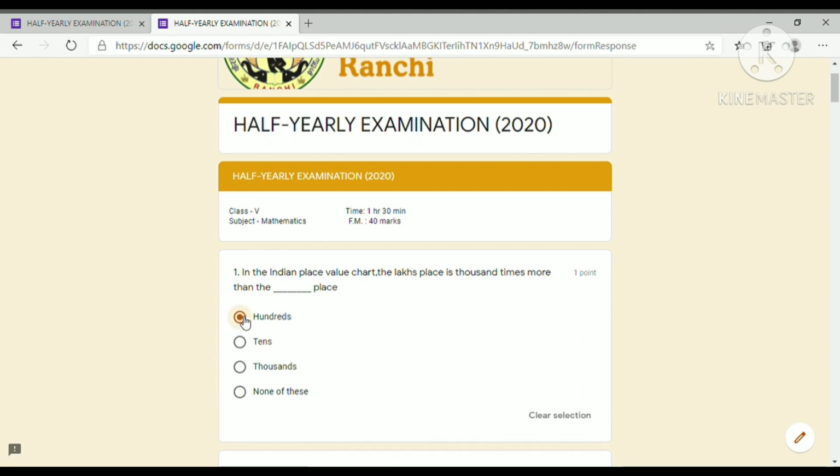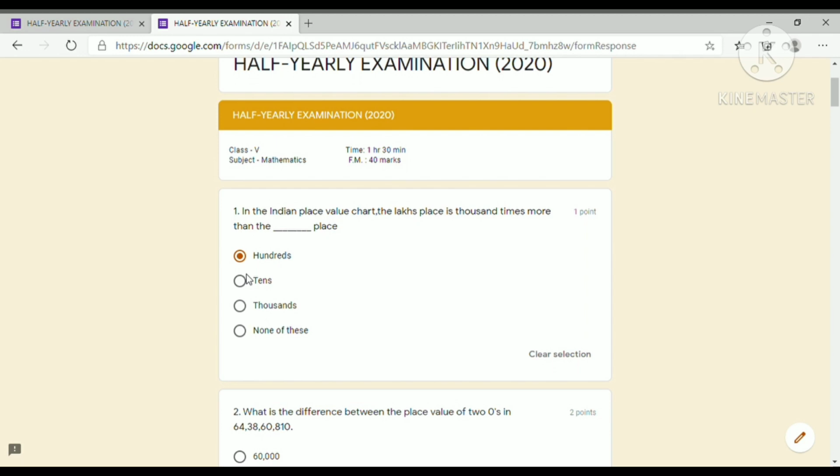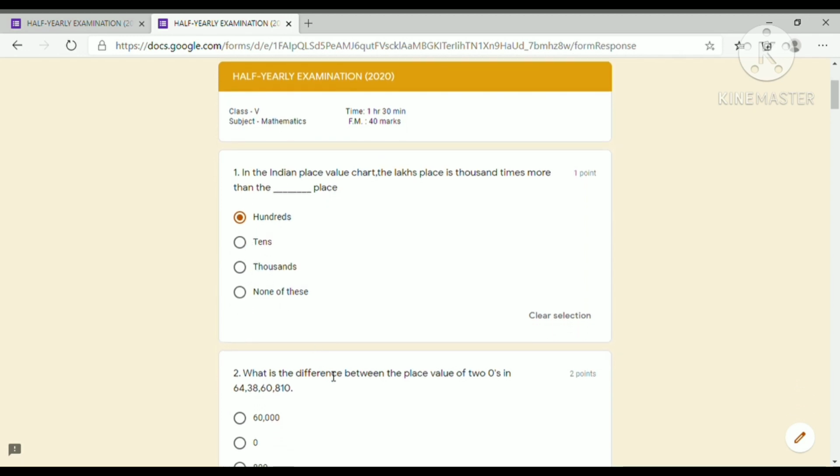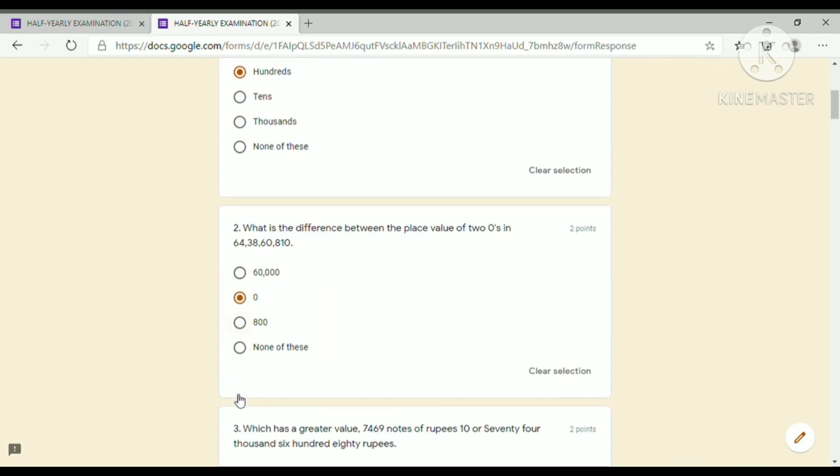Okay, now move on to the next question. What is the difference between the place value of two zeros in 64 crore 38 lakh 60,810? Okay, now we know that the place value of 0 is always 0. So if it asks for difference, even if there are two zeros, the place value of the two zeros will be 0 itself. And what will be its difference? Naturally, it will be 0.